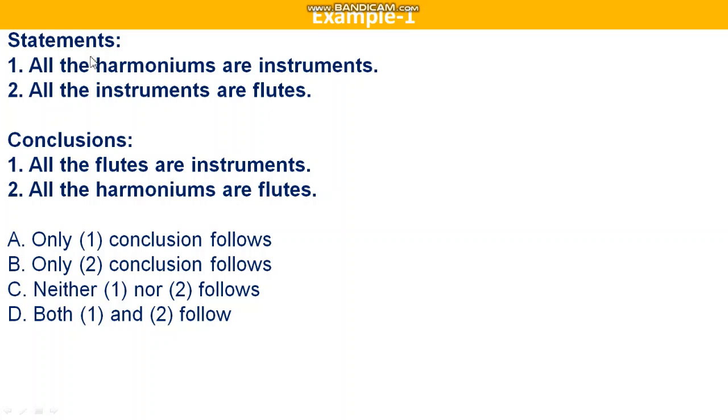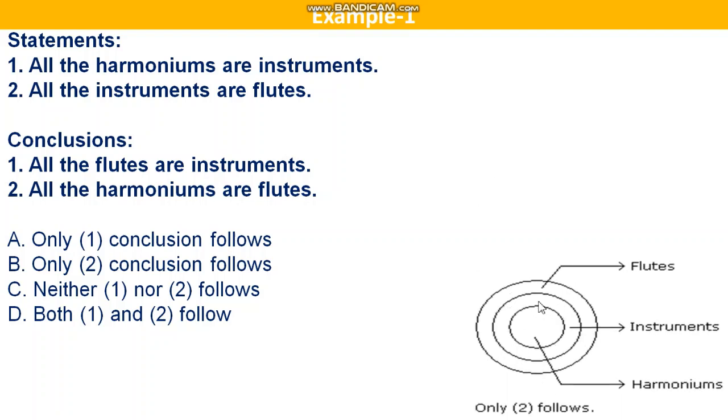Now what is said here? All the harmoniums are instruments and all the instruments are flutes. So the Venn diagram will be something like this. A smaller circle of harmonium encircled by another circle of instrument, because all harmoniums are instruments. So the outside circle is instrument, and in that smaller circle will be harmonium. So this is what the first statement says.